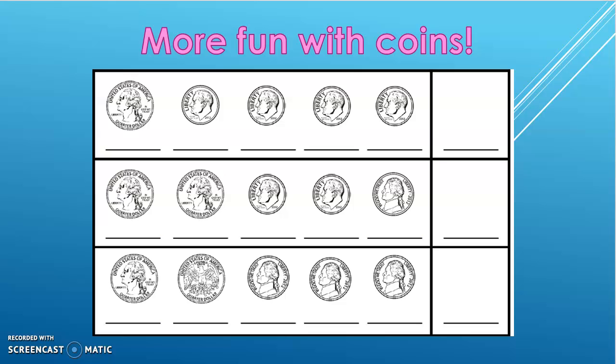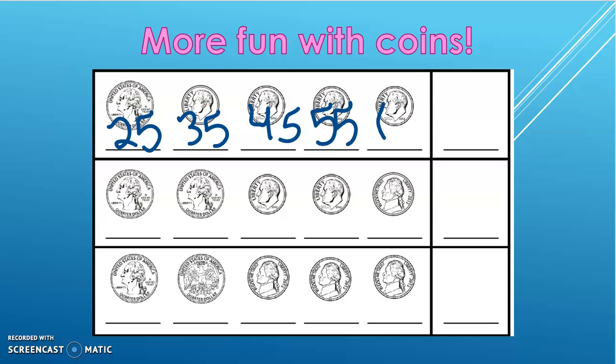All right, now we've got a combination of quarters, dimes, and some nickels. So we will be having to switch counting every time our coin changes. So we'll start with our quarter, and that will automatically give us 25, and 10 more would give us 35. Another 10 would give us 45. Another 10 would give us 55. And the last 10 would give us 65. So the total value of those coins in that row is 65 cents.